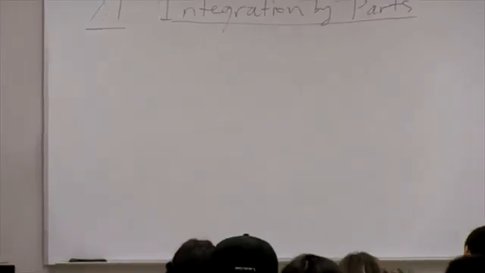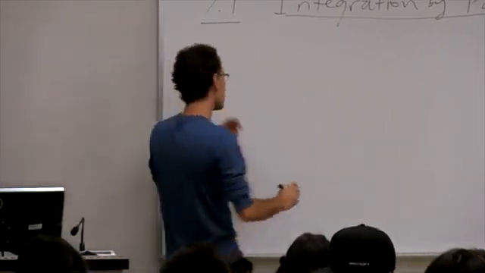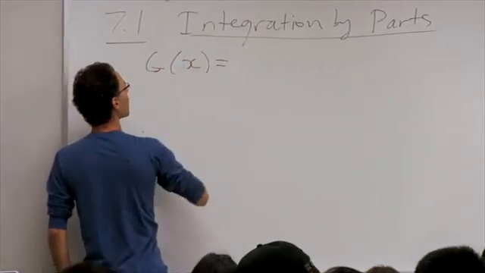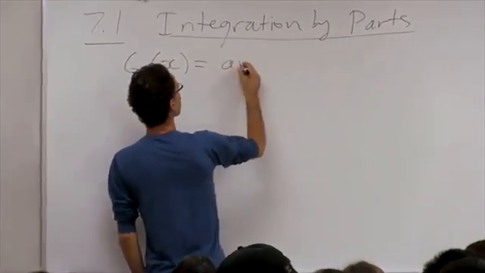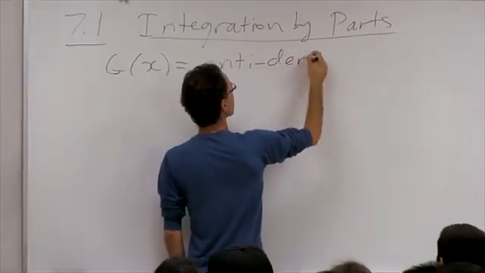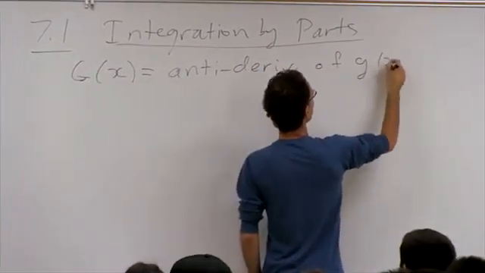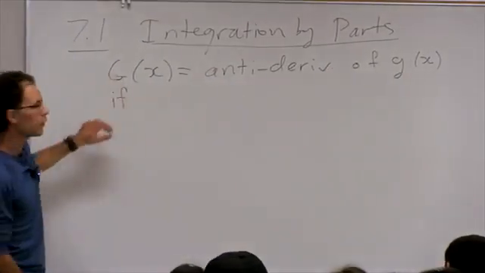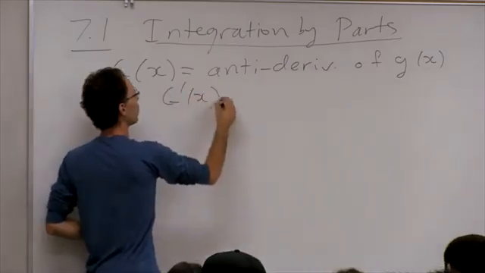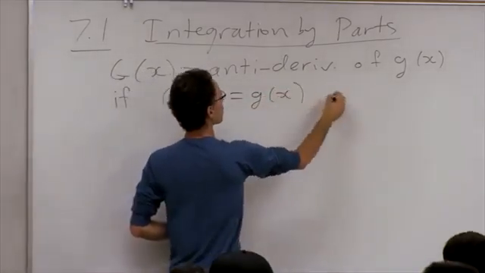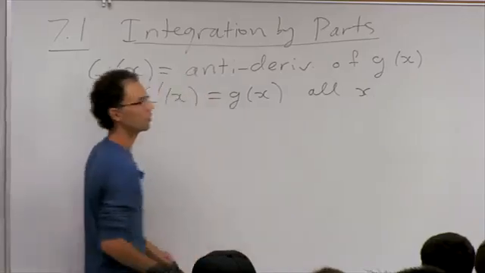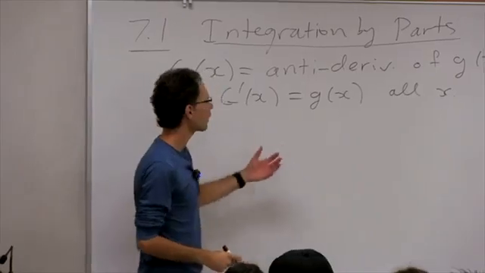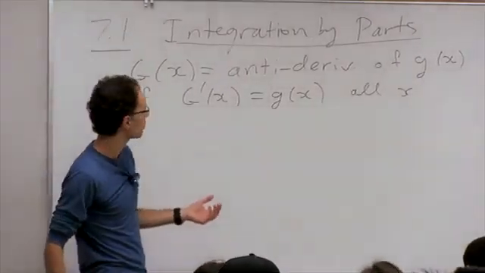I want to start at the very beginning of the class. Probably the very first thing you learned was the notion of an antiderivative. I write G is the antiderivative of little g if G has derivative always equal to little g of x. So this holds for all x.